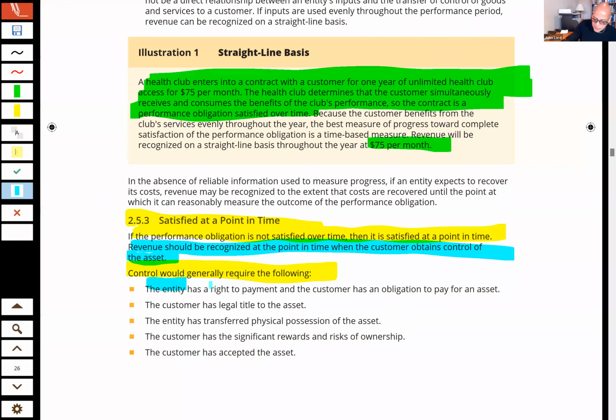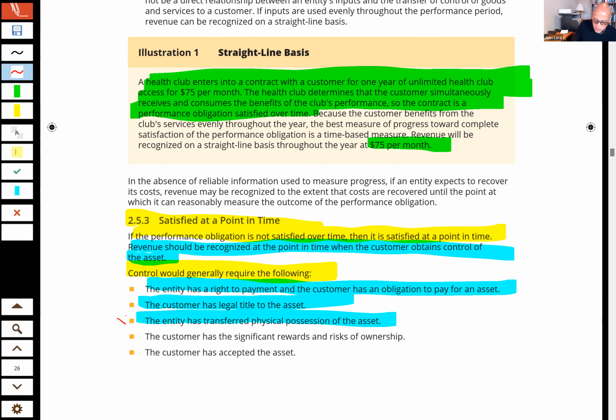Okay, so the entity has a right to payment and the customer has an obligation to pay for the asset. The customer has legal title to the asset. The entity has transferred physical possession of the asset. And that's probably what?